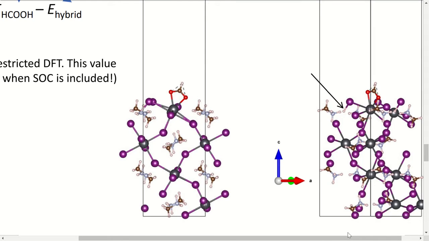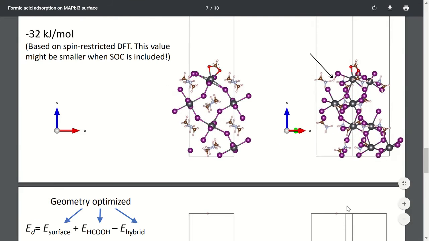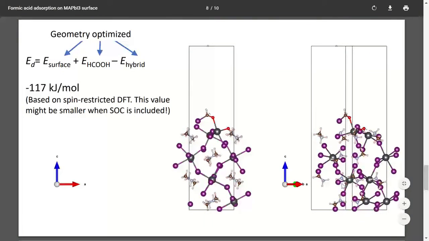I think that's what is usually preferred in the literature. It chelates, like, if I remember that correctly. Chelating, yes, I remember that correctly. So bidentate is not stable in this case. Why is that the case?